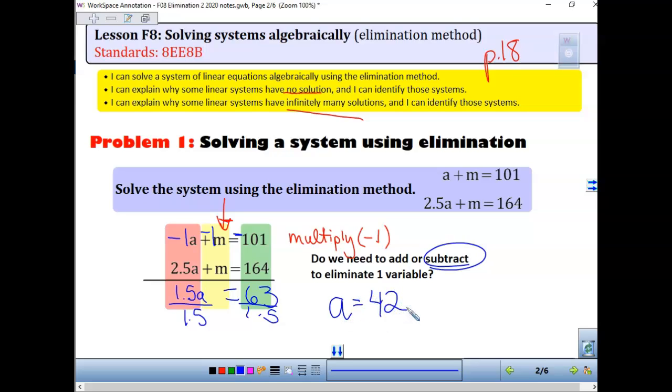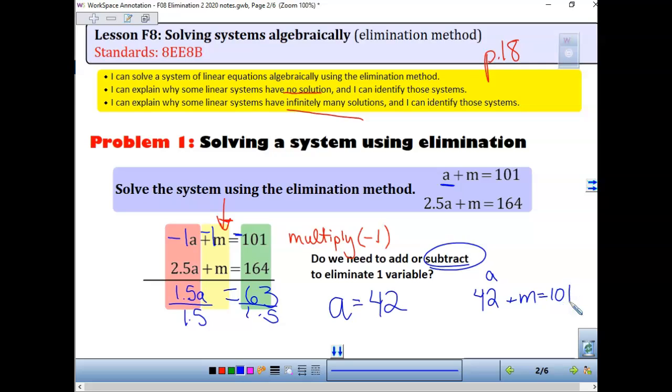Now, if I look at the two original ones, which one seems easier to solve for m? The first or the second, as we look at it? What would you say, Isabel? First or second seems easier. The first one is all positives. There's just ones. I don't have to multiply and divide. So I'm going to write that first equation, but instead of a, can I put in 42? Instead of a plus m equals 101.